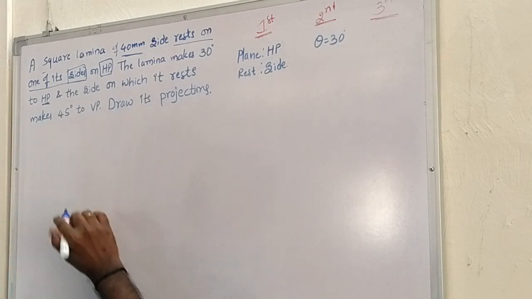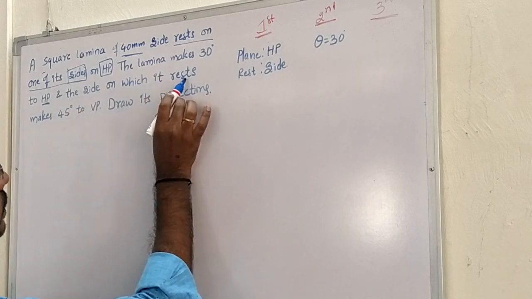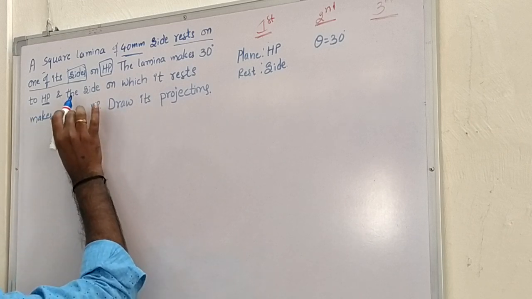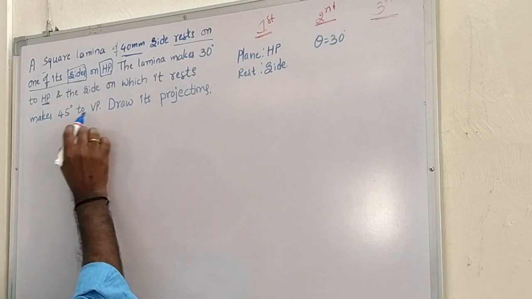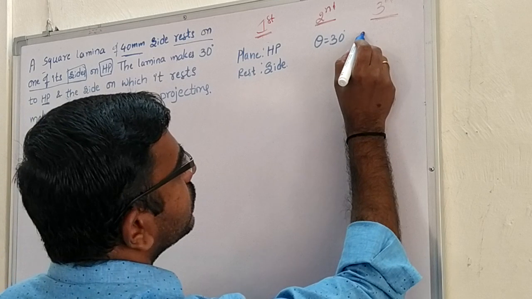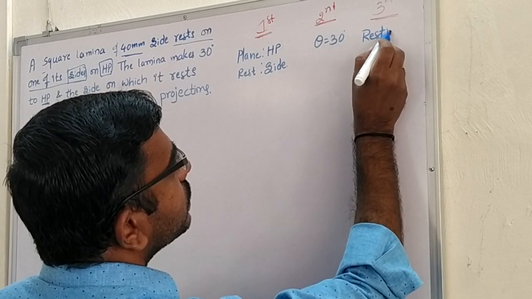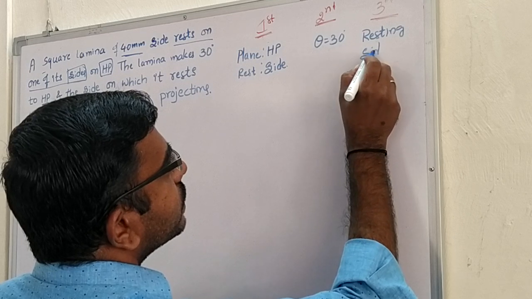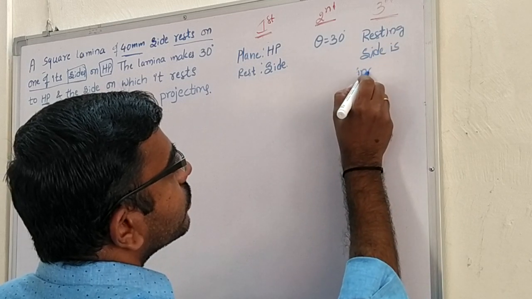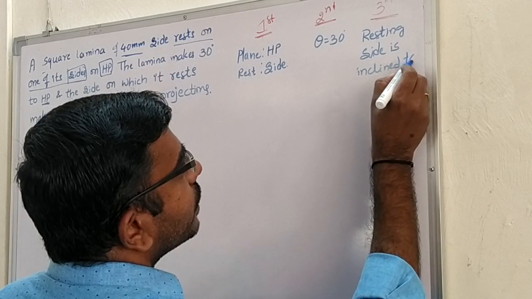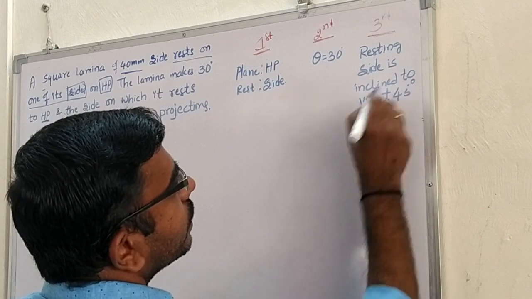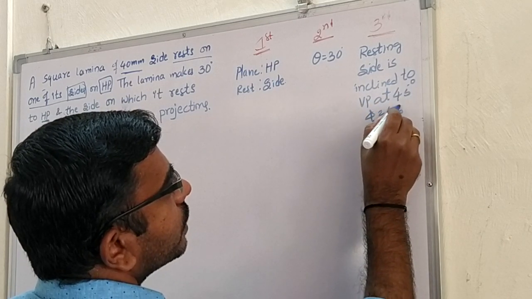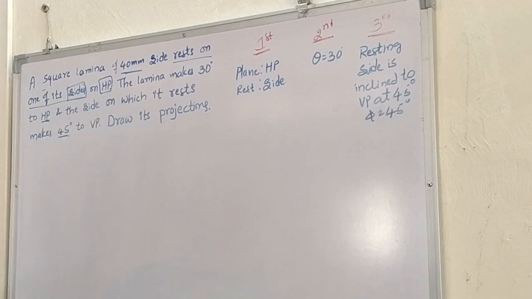Then for the third portion, what is given? The side on which it rests makes 45 degree to VP. That means the resting side is inclined to VP at 45 degree. Resting side is inclined to VP at how much? 45 degree. That is nothing but phi is equal to 45 degree. With the help of these data, we will start the projection of plane surfaces.